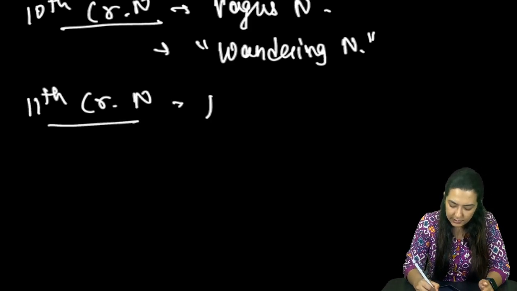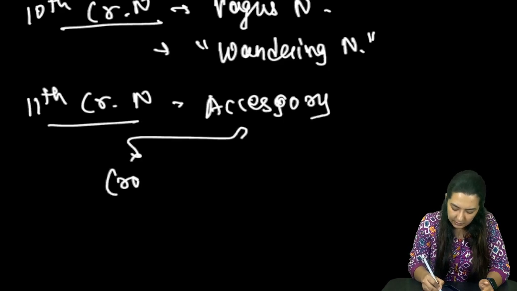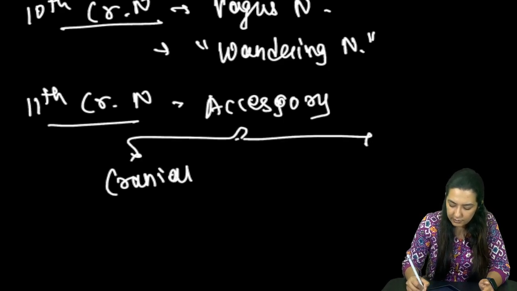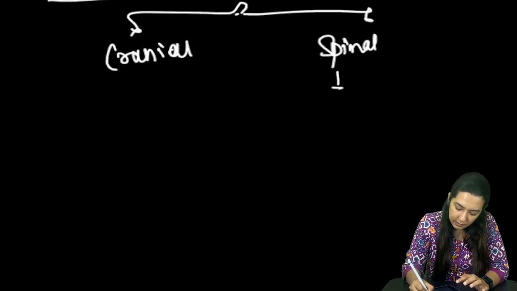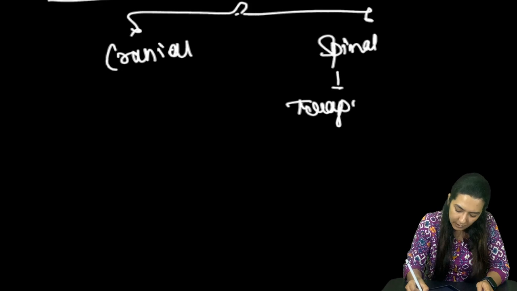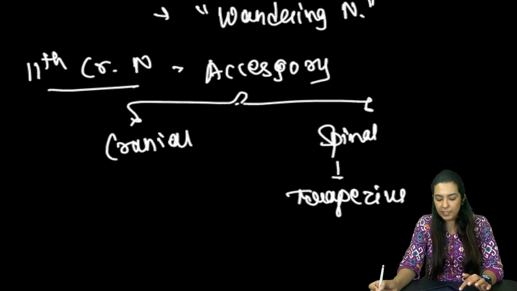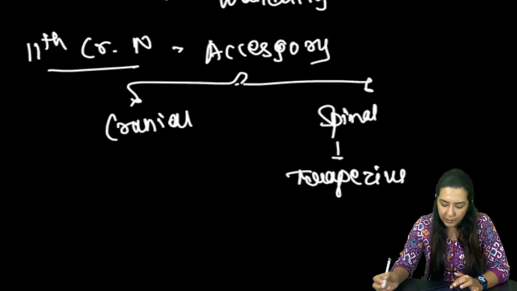The 11th cranial nerve is known as the accessory nerve. It has two parts, cranial and spinal. Cranial is not very important. The spinal accessory nerve is responsible. It is a pure motor nerve. It supplies the muscles trapezius, an important muscle. So if there is an 11th cranial nerve palsy, there will be drooping of shoulders.